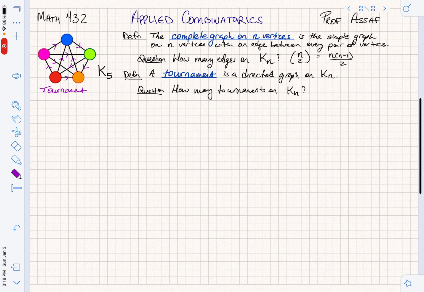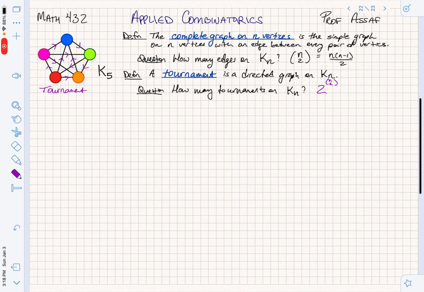So how many tournaments are there on Kn? Well, for each edge, I made a choice. I could choose to orient it in one of 2 directions. So there are 2 choices per edge, and how many edges are there? Well, there are n choose 2 edges. So this is how many tournaments there are: 2 to the n choose 2 is the number of tournaments on n vertices.